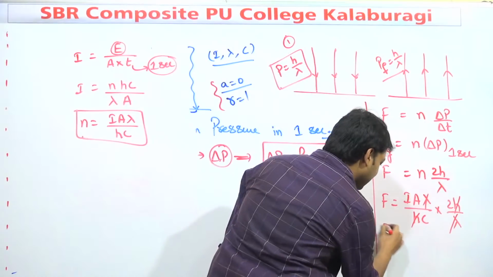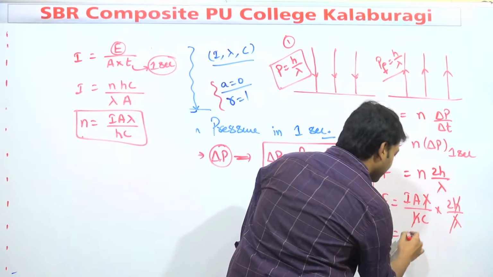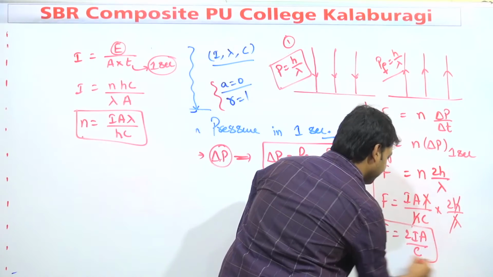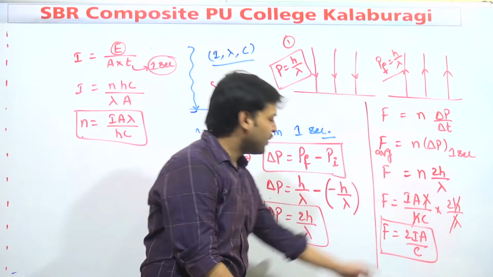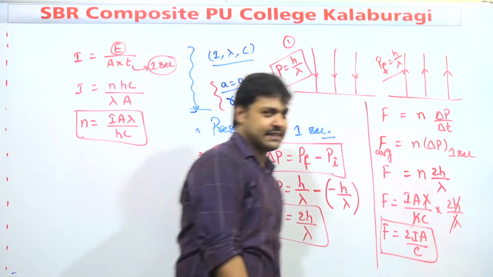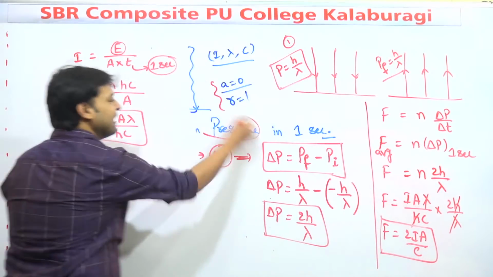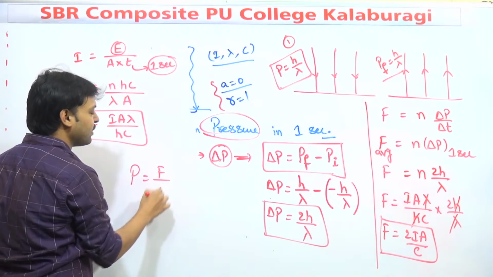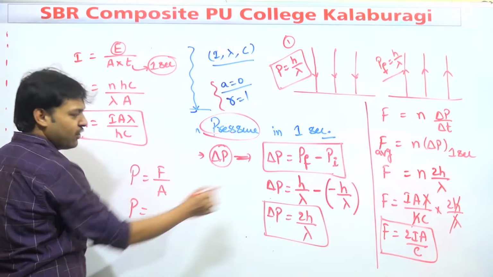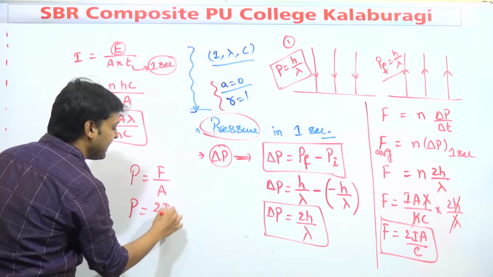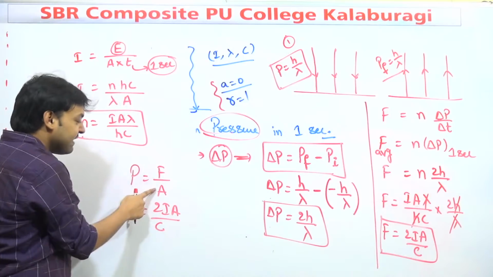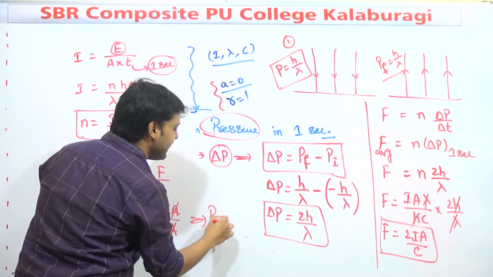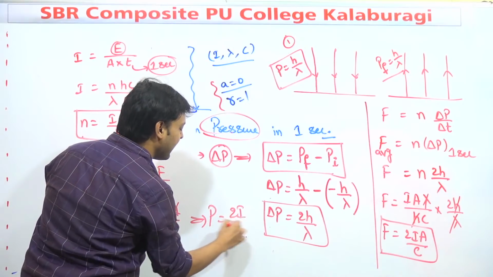So force is how much? It is 2IA by c. So what do we want finally? We want pressure. So pressure finally I can write as force per unit area. Force is 2IA by c divided by A, and A will be cancelled. So radiation pressure is 2I upon c.